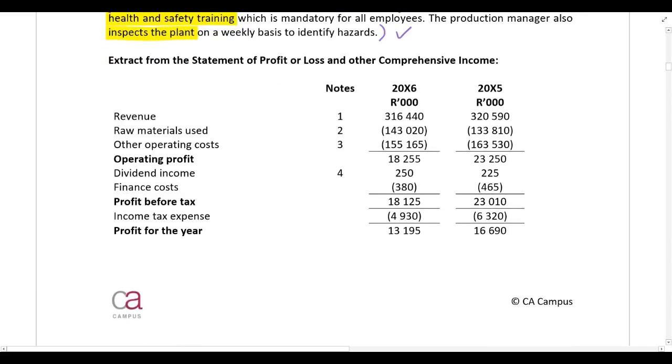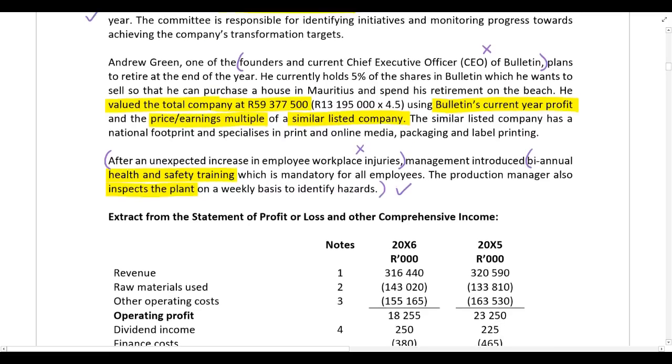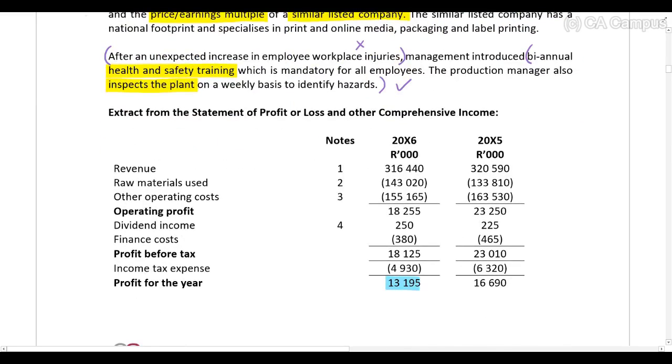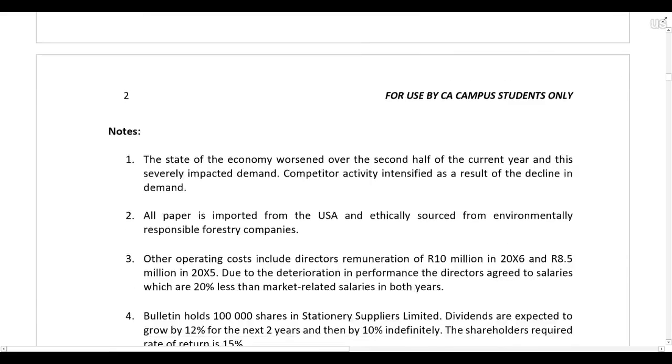Then next, we have an extract from the statement of profit or loss and other comprehensive income. Now guys, you'll remember just above, you were told that Andrew Green valued the total company using Bulletin's current year profit. So this amount over here that he is using in the calculation is the current year profit. Let's go through the notes on the next page. First, in note 1, we are given more information relating to revenue.